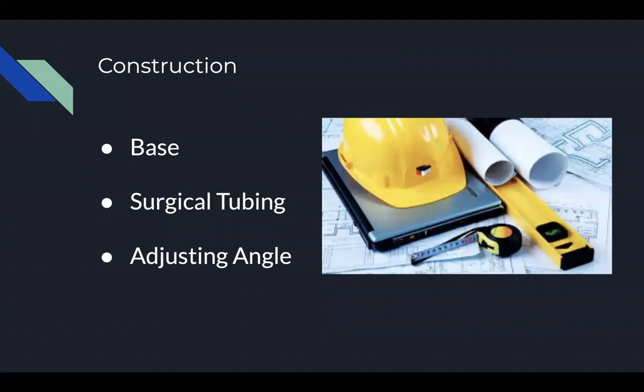For the surgical tubing, we placed holes on either side, and we would put the surgical tubing through it and use dowels to wrap the tubing around it and twist it to create tension. Then for the adjusting angle, we have 4 different holes for each distance you want. And you can also adjust the tension of the surgical tubing to adjust it in that way as well.